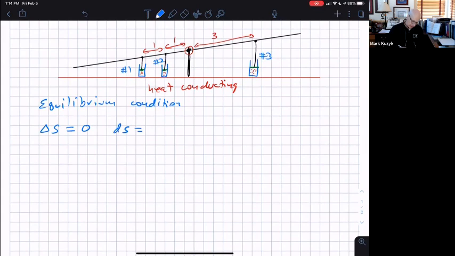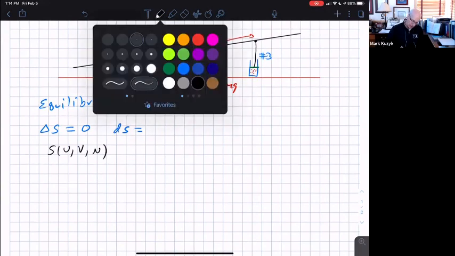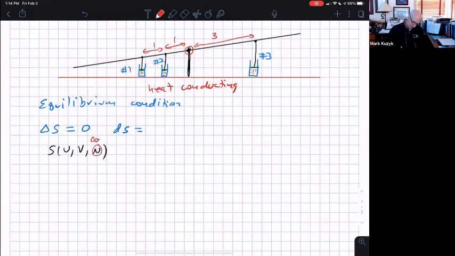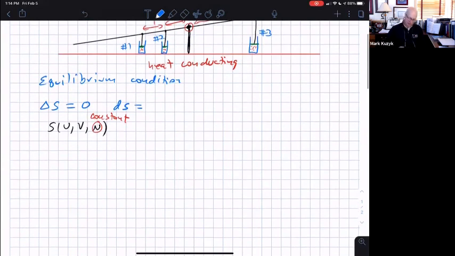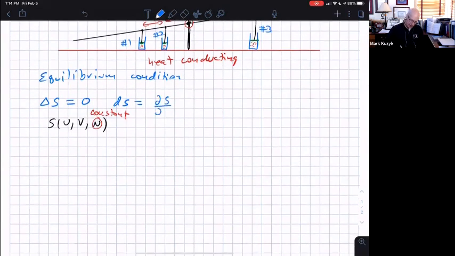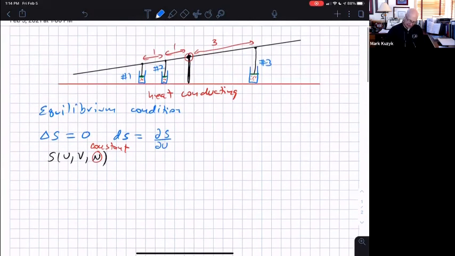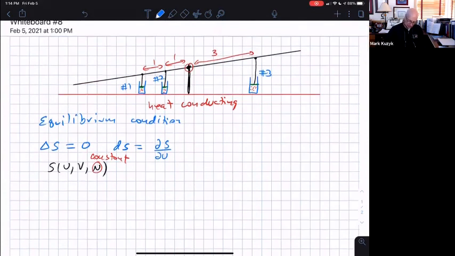So what I do is I recall that S is a function of U, V, and N, and I'm going to have to differentiate with respect to those parameters. But I'm going to also use the fact that N is a constant. Okay? So let's go through this. So there's a lot of derivatives to do here. Okay? So there's a partial of S with respect to U. And then I guess I should label things carefully here.